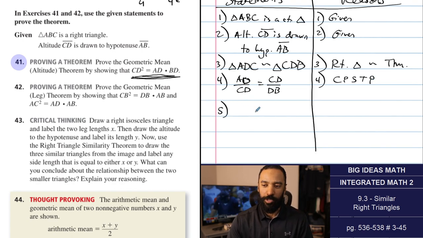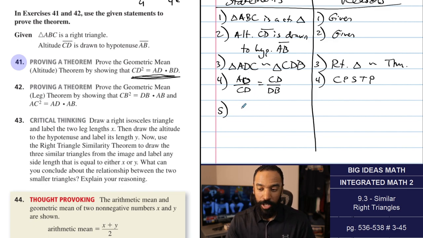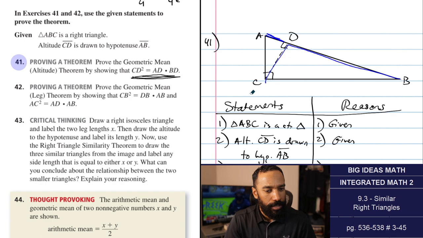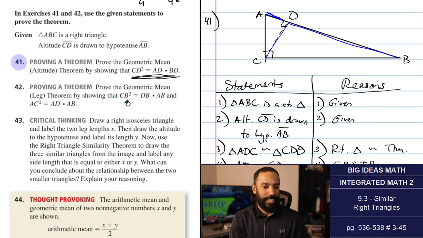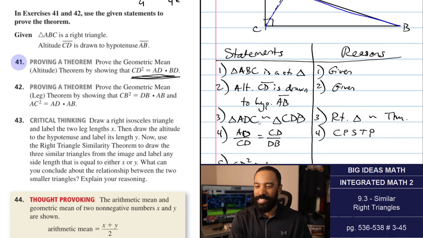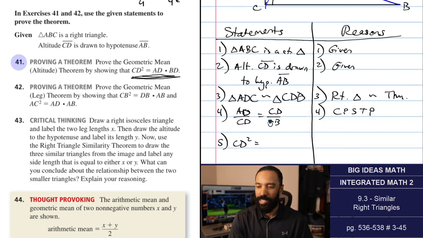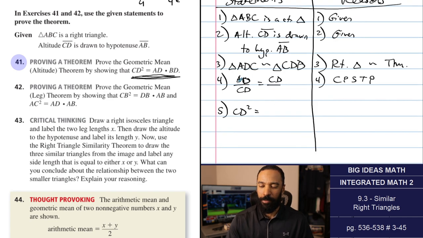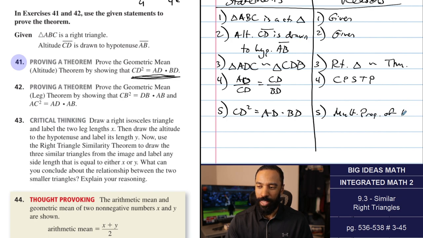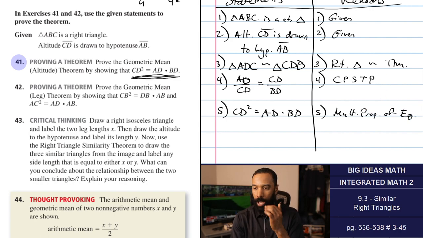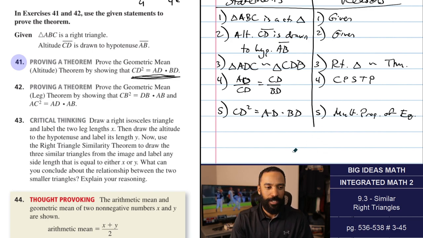And now number five, we cross multiply. Cross multiplication is not a step that you say out loud. Instead, we say, I wrote AD. Oh, whoopsie. I was looking at this down here. Okay. AD times DB, BD. They're saying BD. I was looking at the wrong problem for a second. AD times BD. That is the multiplication property of equality. Okay. If I don't have to prove the triangles similar, then it's going to be a lot faster like it just was. Awesome. That is number 41.